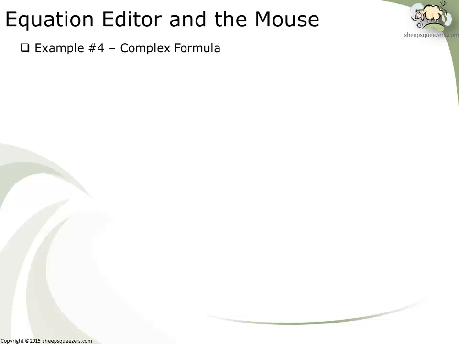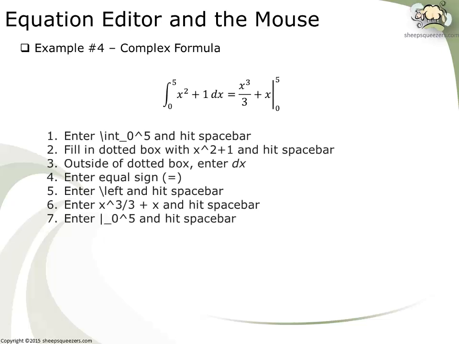And example number 4. Let's do a more complex formula. In this case, let's produce that integral from 0 to 5 of x squared plus 1 dx, and then we're going to follow with an equal sign, and we're going to evaluate the integral x cubed over 3 plus x with the vertical bar going from 0 to 5. And again, here are the steps, but let's go into Microsoft Word anyway.